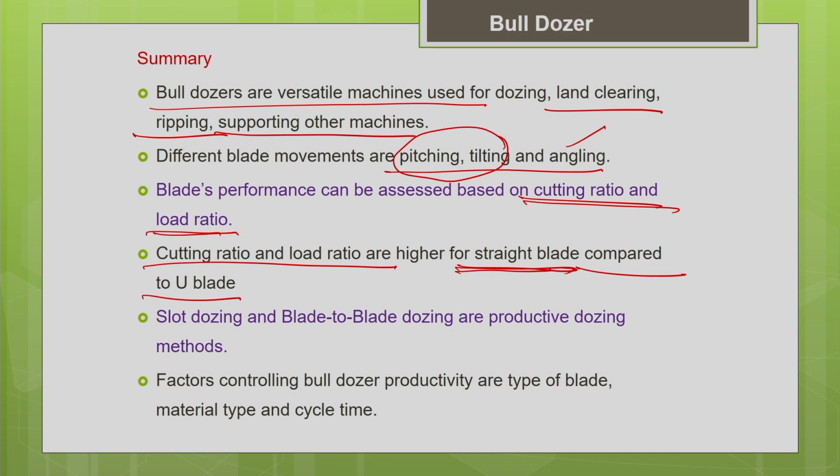And other important thing is, we have also seen the different productive dosing methods which are adopted to reduce this spillage: end spillage, slot dosing and blade to blade dosing. Okay, this can help you to increase the productivity of the earth moving operation. And we have discussed the factors which affect the bulldozer productivity, like the type of the blade, material type and the cycle time. And we have worked out illustrations on how to estimate the productivity of the bulldozer using different approaches based upon the input data available.